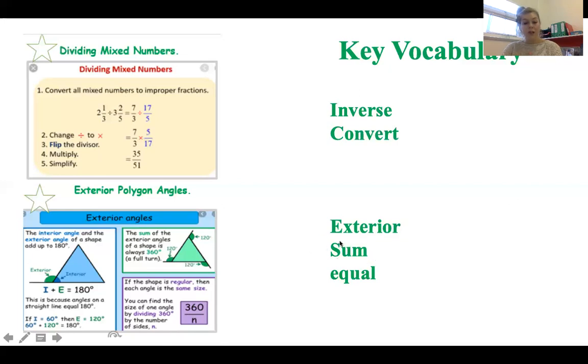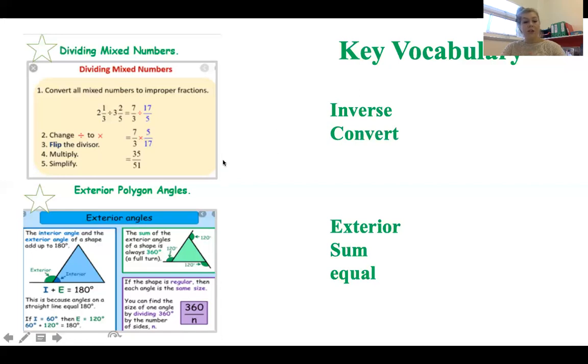The total exterior angles will always be 360, and then we can divide it if we have a regular polygon with all equal sides. If our sides are not equal, then we can use some of the existing exterior angles. We know that the total will be 360, so we can find missing angles by subtracting there.